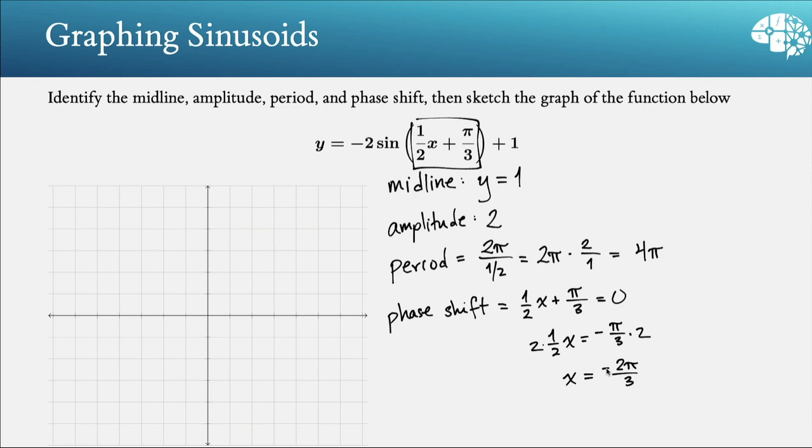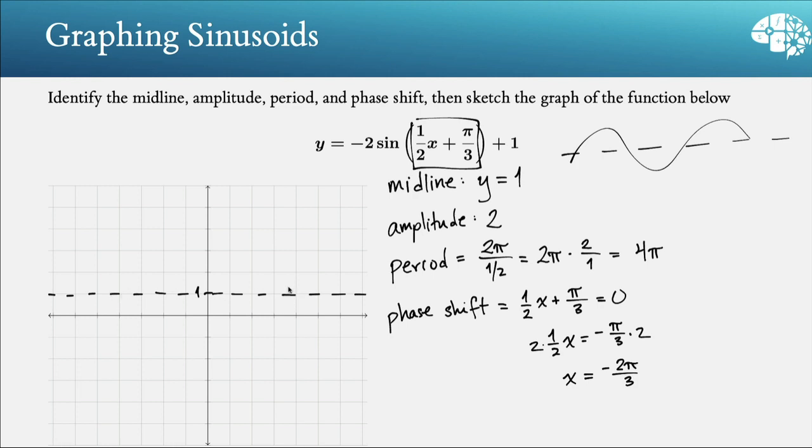We're going to start with our midline. The midline is y equals 1. I'm going to let that be 1 right there, and I'm just going to do a dashed line because it's not actually part of the graph. It's just a line that we use as we graph. Now, sine and cosine, they're waves. They look like that. And the midline is just that line that's right in the middle. So that's my midline, y equals 1.